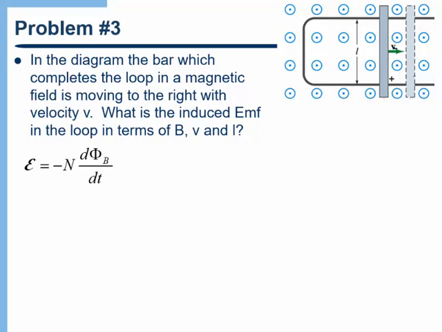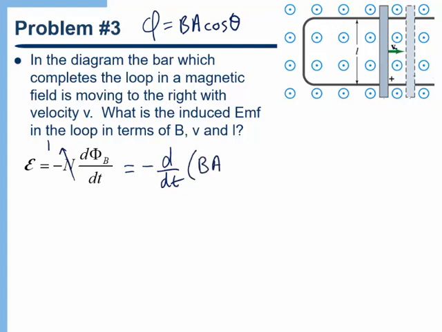Now, you'll notice that as that bar moves to the right, effectively what's happening is the area of the loop is getting bigger. In this case, we're going to use the derivative form of Faraday's law. We only have one loop here, so we can put n is equal to 1. So we get negative d dt of the flux. But again, flux is BA cosine theta. So I want to take the derivative of BA cosine theta.